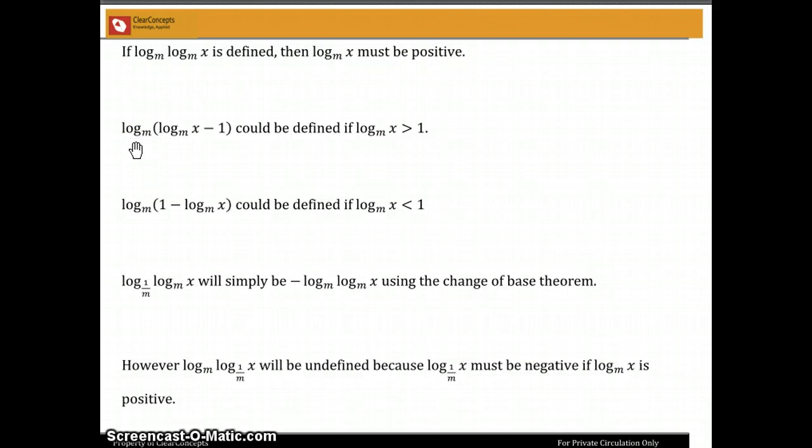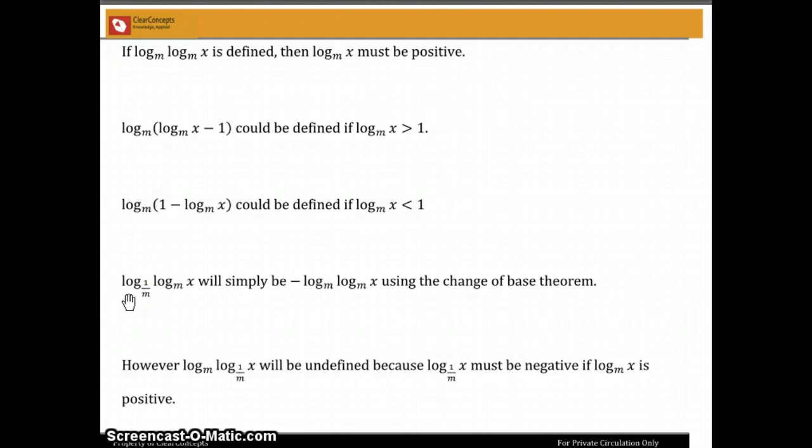Log to the base m of log to the base m of x minus 1. That could be defined if log of x to the base m is greater than 1. All you have to ensure is this expression in the parentheses is positive. Similarly, with the next option, log to the base m of 1 minus log to the base m of x, that could be defined if log to the base m of x is less than 1, because in that case, this expression in the parentheses would be greater than 0.